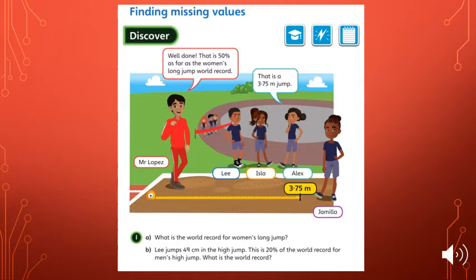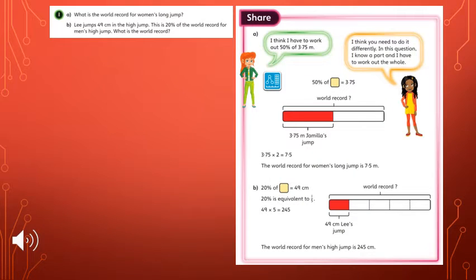So let's have a look at question 1. A says, what is the world record for women's long jump? And B says that Lee jumps 49 centimetres in the high jump. This is 20% of the world record for men's high jump. What is the world record? Have a look at the questions and have a go, and we'll share our answers in the next slide. Let's have a look at the answers together.